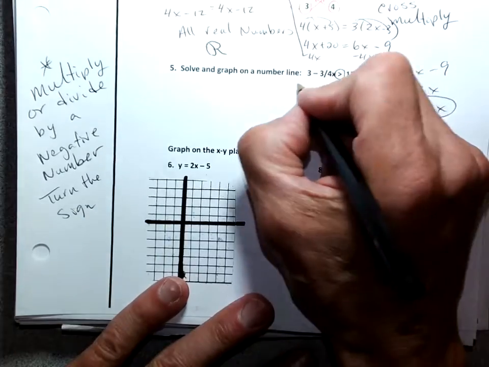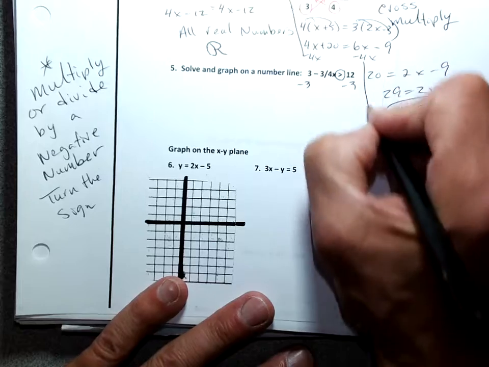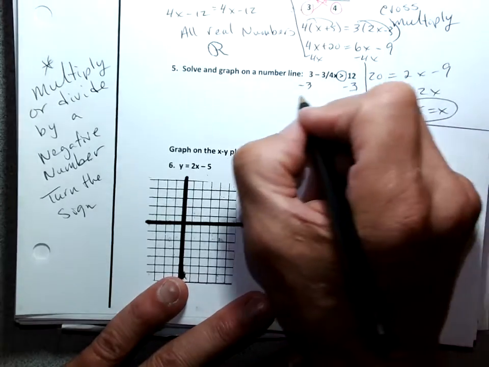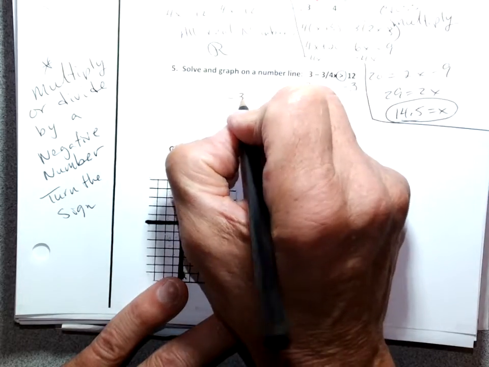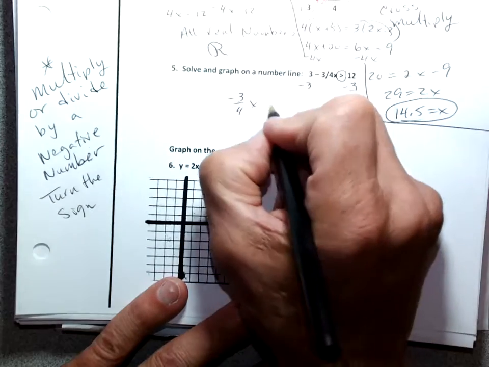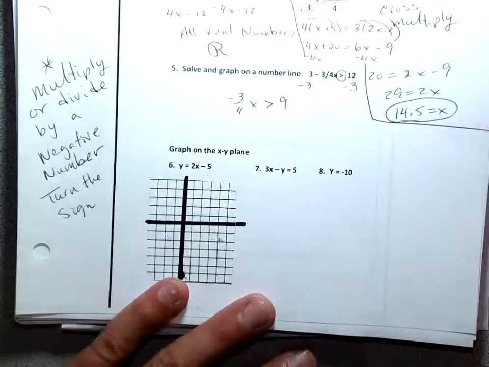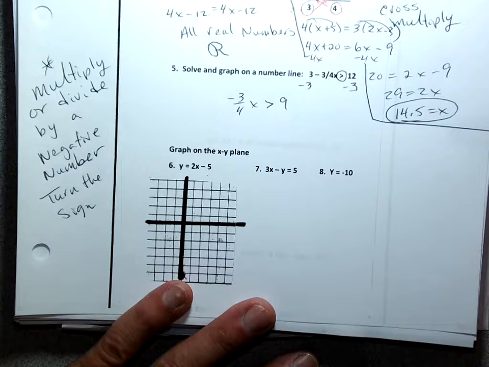So first step, minus 3, right? So I'll have a negative 3x is greater than 9, okay? 2 ways to solve this, 3 ways to solve this.